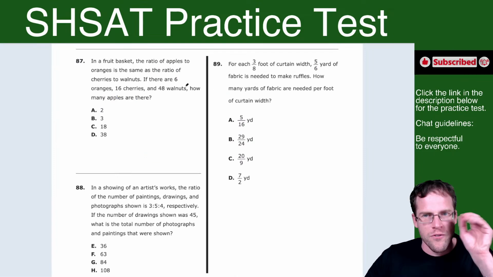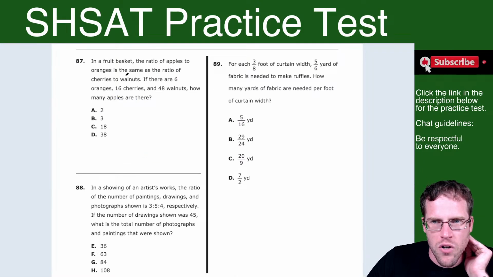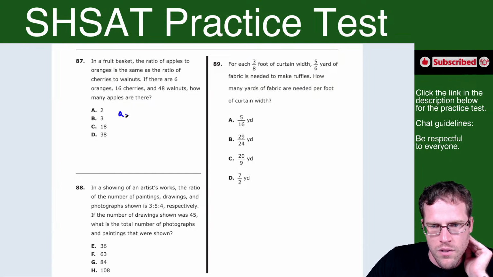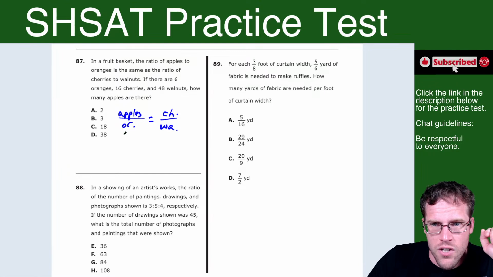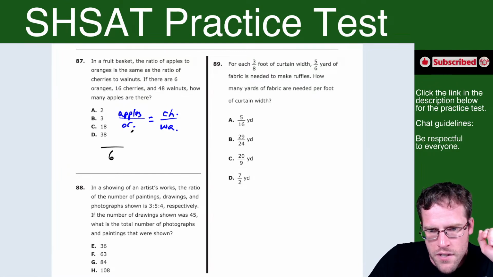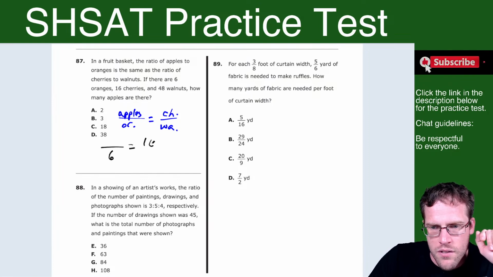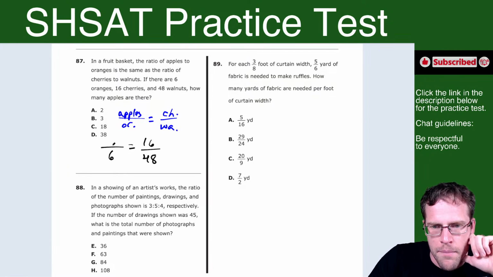Okay, in a fruit basket, the ratio of apples to oranges is the same as the ratio of cherries to walnuts. All right, so apples to oranges is equal to the ratio of cherries to walnuts. I don't know why I want to set that up. All right, here we go. If there are 6 oranges, so now this helps, 6 goes by oranges, 16 cherries, 48 walnuts. How many apples are there?